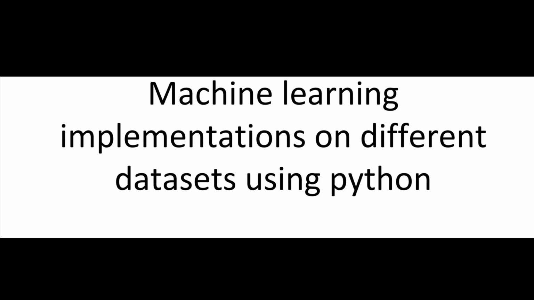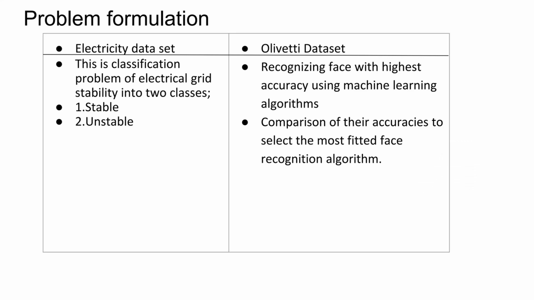In this video we'll show machine learning implementations on different datasets using Python. Problem formulation. Electricity dataset: this is a classification problem of electrical grid stability into two classes, 1. Stable, 2. Unstable. Olivetti dataset: recognizing faces with the highest accuracy using machine learning algorithms, and comparing their accuracies to select the most fitted face recognition algorithm.